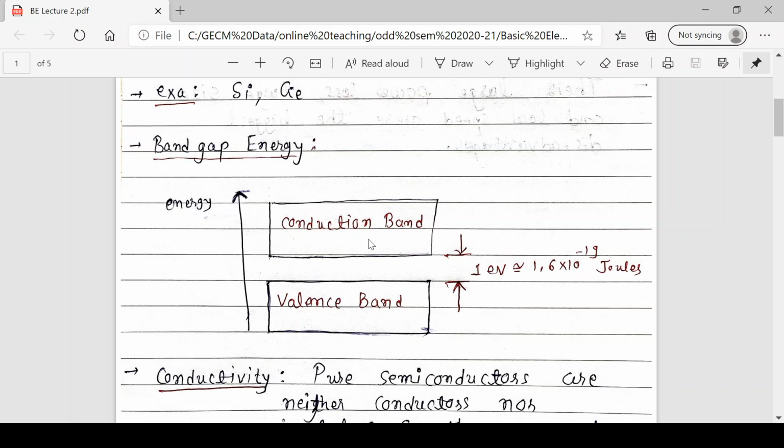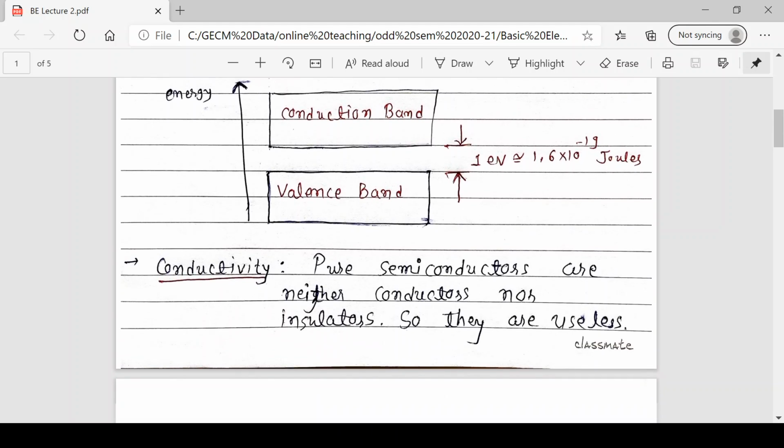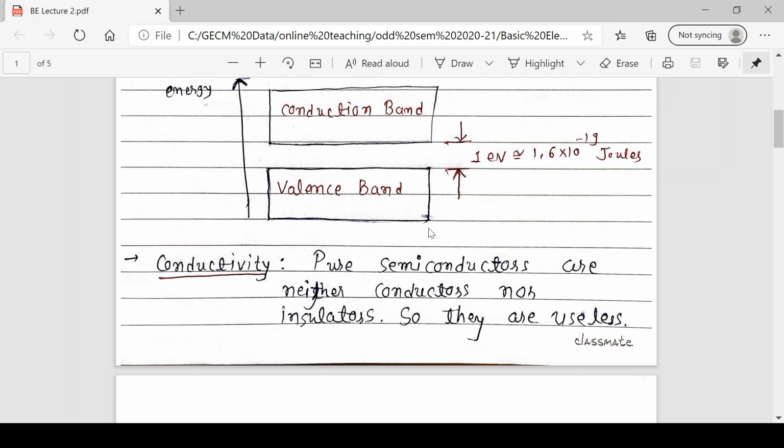Due to this reason, the conductivity of semiconductors is neither similar to conductors nor insulators. So basically they cannot be used like aluminum or copper as conductors, and they can also not be used as insulators such as PVC. So basically pure semiconductors are useless. We cannot use them at all. You must be surprised. If electronics depends on solid state semiconducting devices, then why are pure semiconductors useless? The reason is already understood. They cannot contribute to conduction, and they cannot prevent the current either.